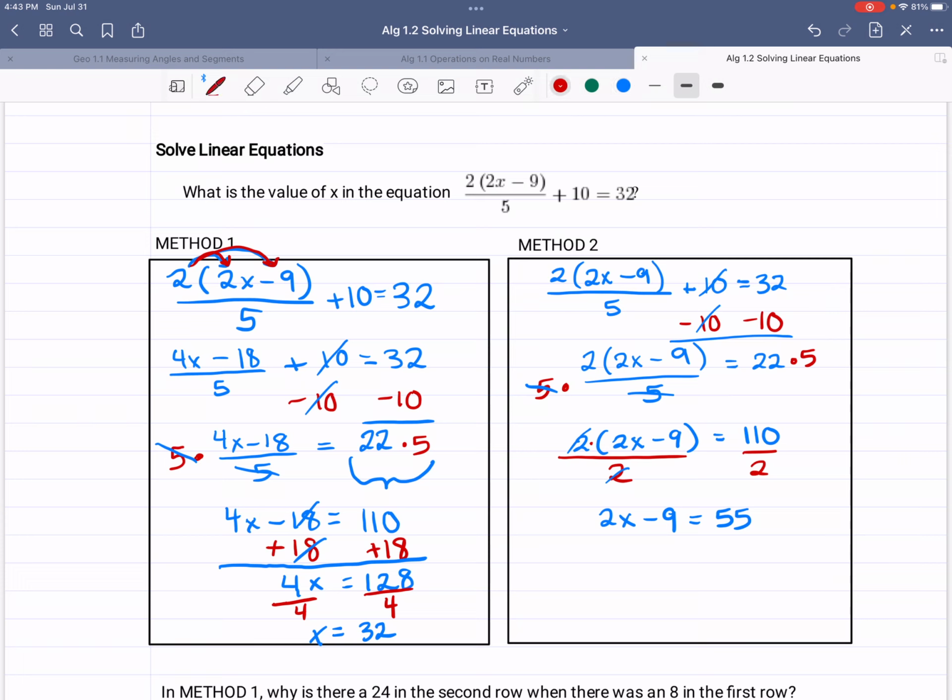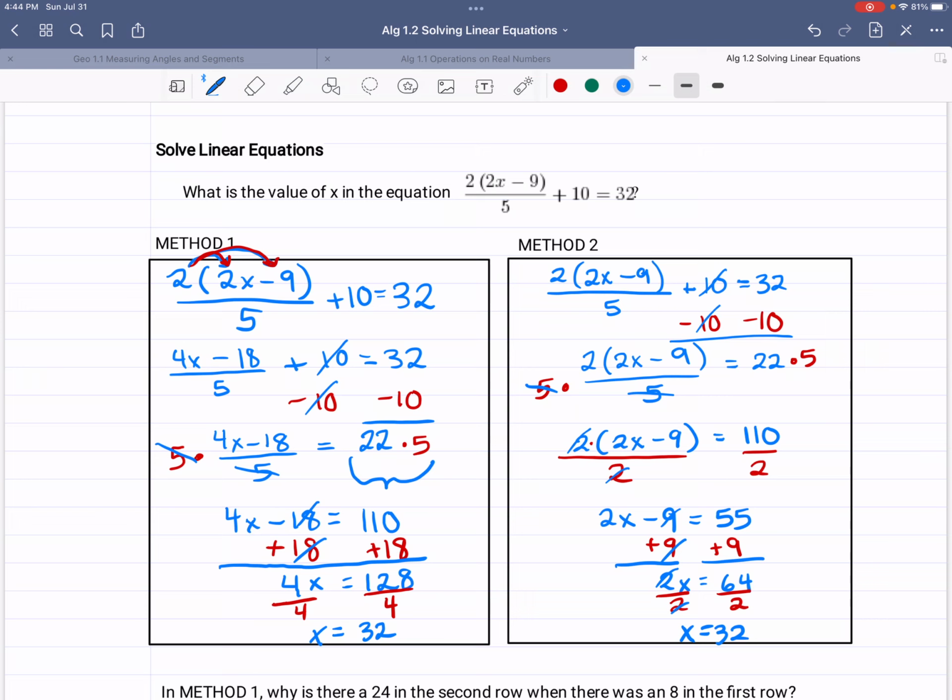2x minus 9, that means we're going to add 9 to both sides. And when we do that, the 9's cancel. 55 plus 9 is 64. So 2x equals 64. The next thing that we're going to do is we're going to divide by 2. The 2's cancel, and x equals 32 again.